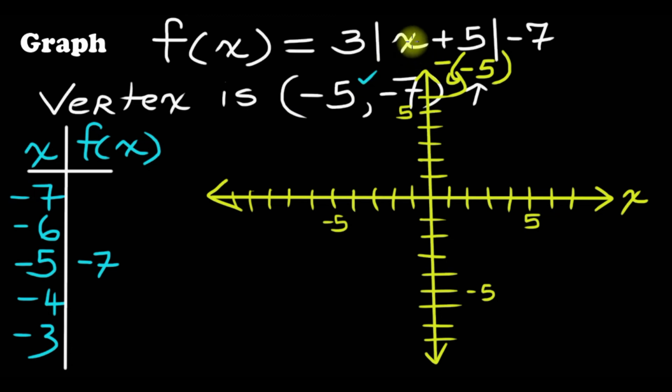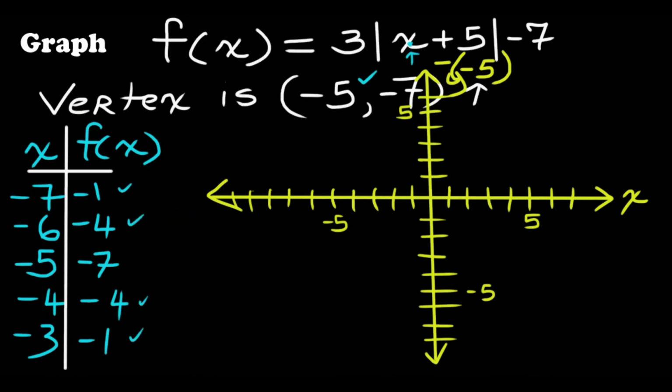If we plug in negative 6: negative 6 plus 5 is negative 1. The absolute value of negative 1 is 1. 1 times 3 is 3. 3 take away 7 is negative 4. And then we plug in negative 7: negative 7 plus 5 is negative 2. The absolute value of negative 2 is 2. 2 times 3 is 6. 6 take away 7 is negative 1. And the same thing on this side: negative 4, and then negative 1.